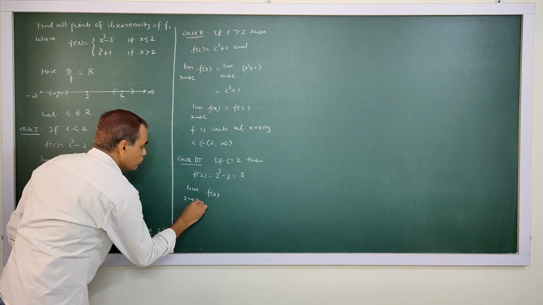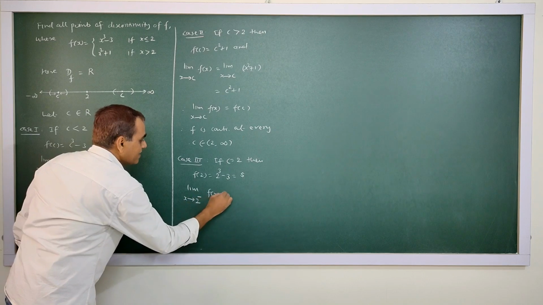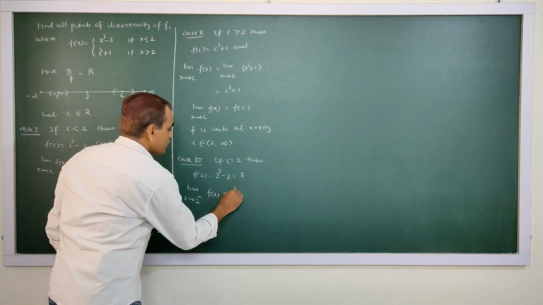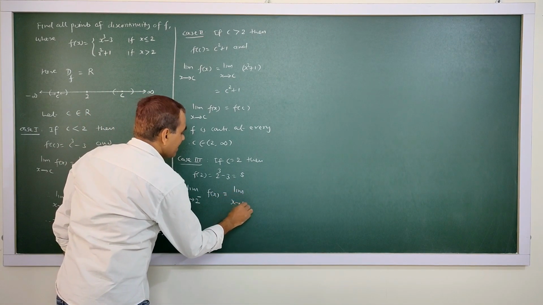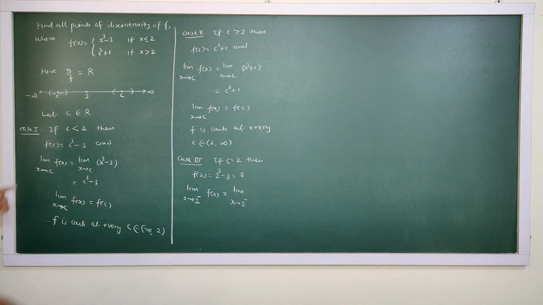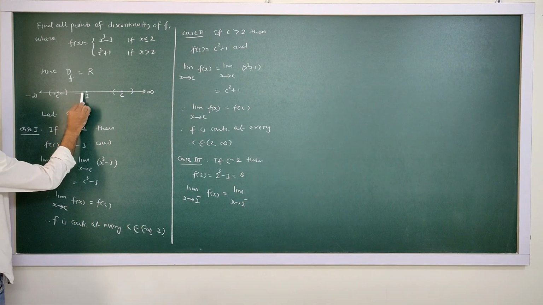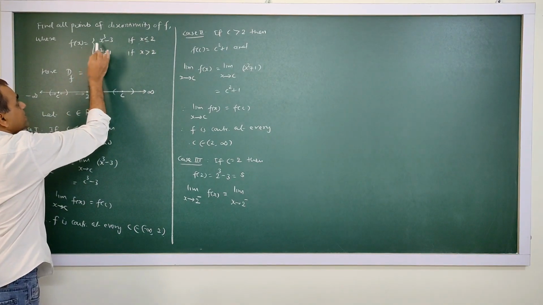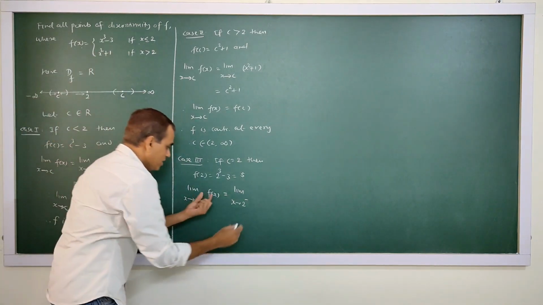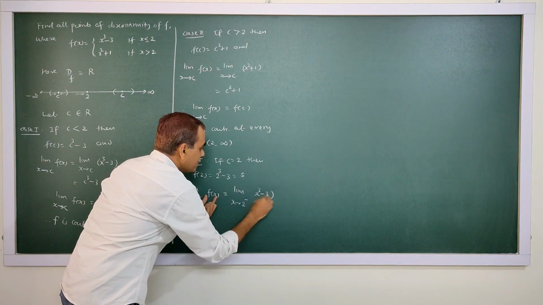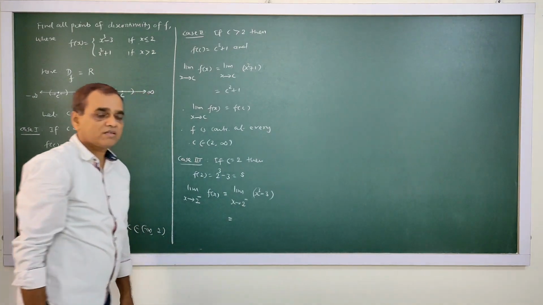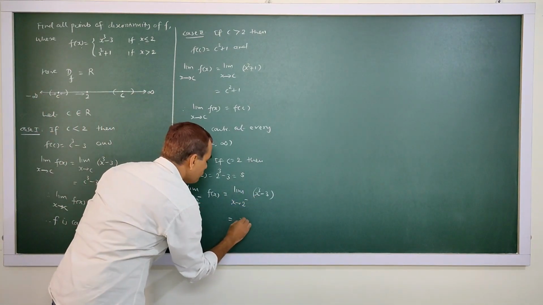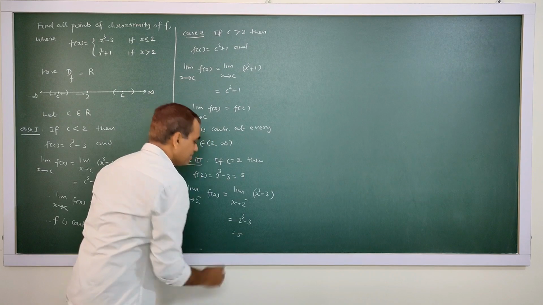Now we find the limit of f(x) as x tends to 2 from the left side. When x is coming towards 2 from the left side, x is less than 2. So we keep f(x) as x cube minus 3. Putting 2 here, 2 cube minus 3, that is 5.